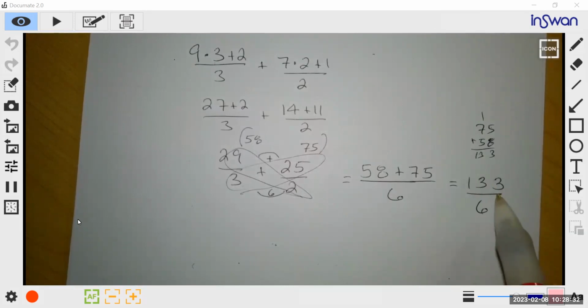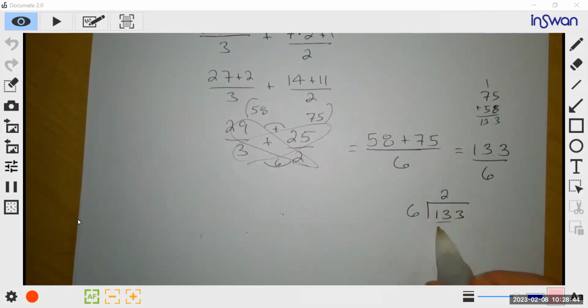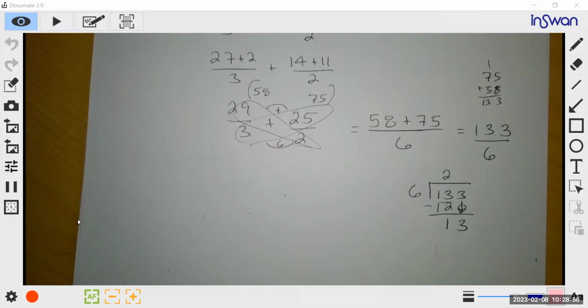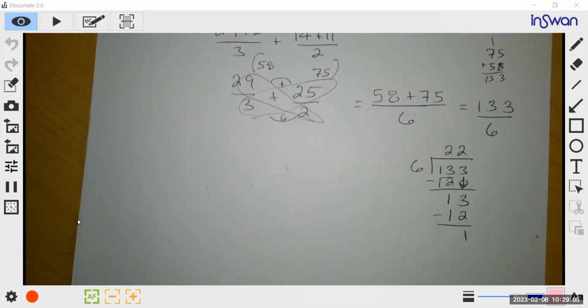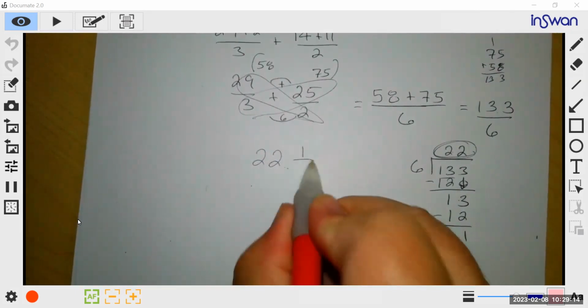Okay, we ended up with an improper fraction. So now let's put it back. How many times does 6 go into 13? 2 times. 2 times 6 is 12. 13 minus 12 is 1. So the answer is 22 1/6.